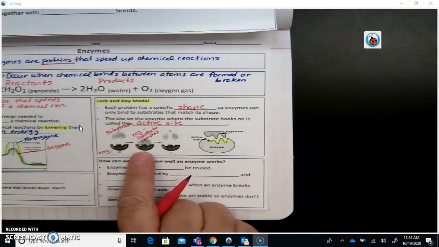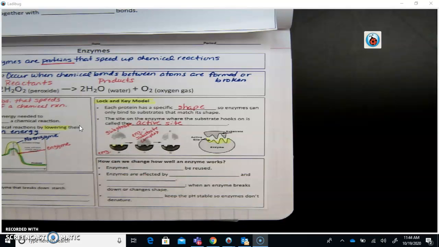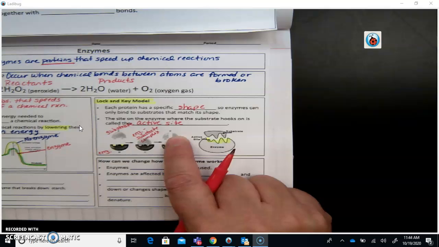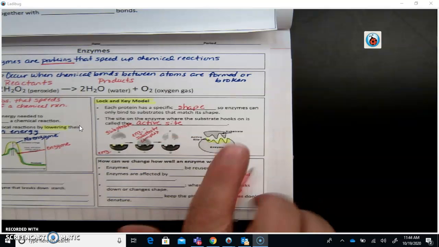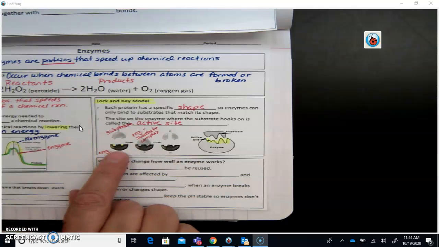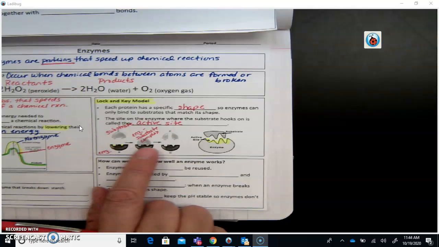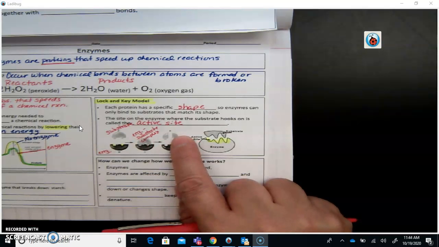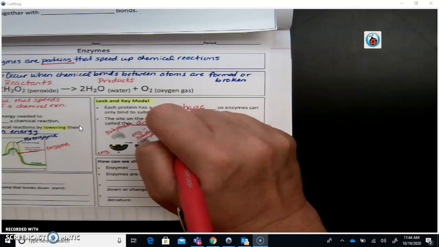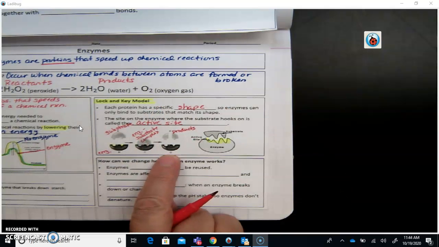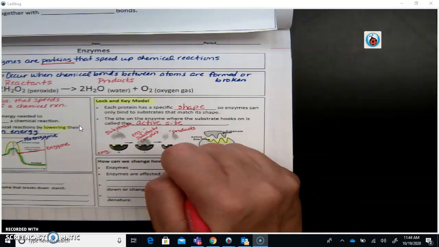So the chemical bonds in the substrate start to weaken, and you end up having products form. So E are products. Maybe this was hydrogen peroxide, and of course, it needed an enzyme. Then after the chemical reaction happens, you've got water and oxygen. So these would be products. Down here, D is the enzyme.